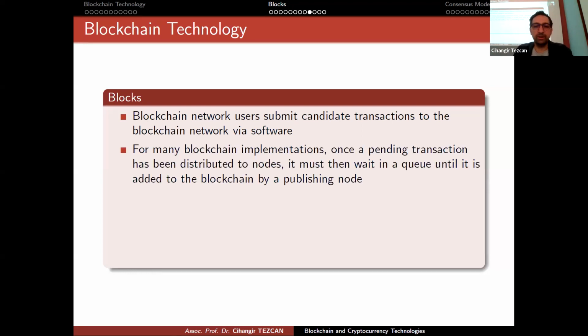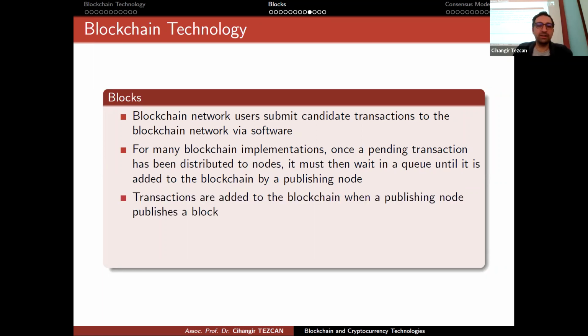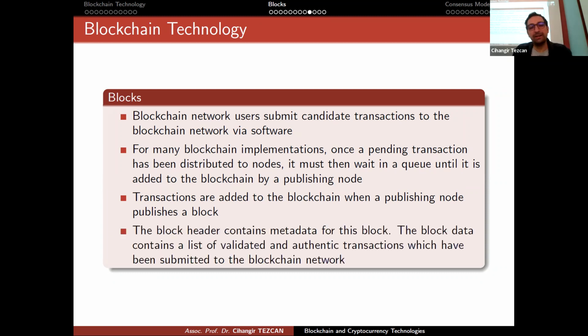For many blockchain implementations, once a pending transaction has been distributed to nodes, it must then wait in a queue until it is added to the blockchain by a publishing node. Transactions are added to the blockchain when a publishing node publishes a block. The block header contains metadata for this block. The block data contains a list of validated and authentic transactions which have been submitted to the blockchain network. So this is the main idea of the blockchain actually.